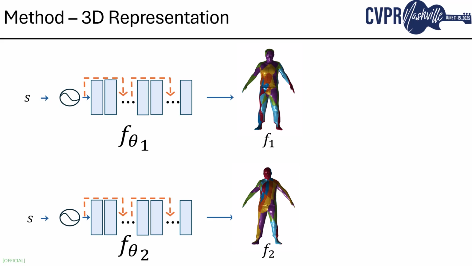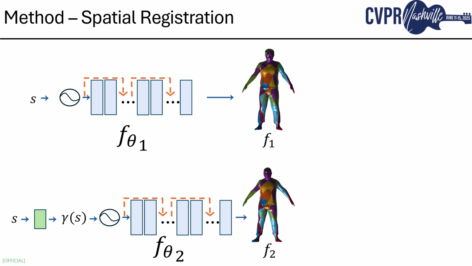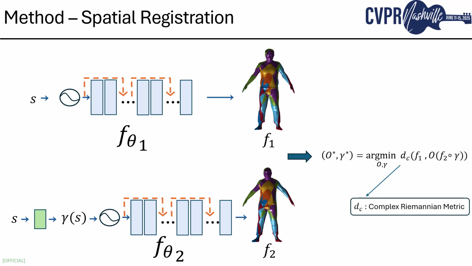Given two static neural surfaces F1 and F2, which are originally unregistered, we spatially register F2 onto F1 by finding a spatial diffeomorphism gamma and rotation O that brings F2 as close as possible to F1. This is an optimization problem where DC should measure the amount of bending and stretching one needs to apply to F2 to align it onto F1.